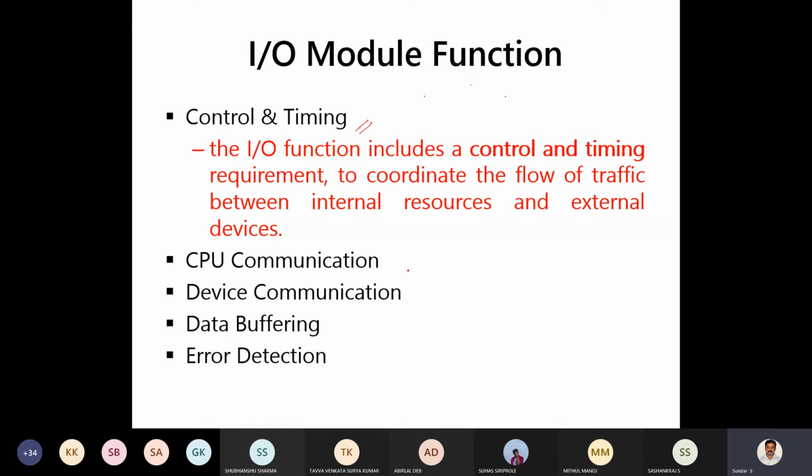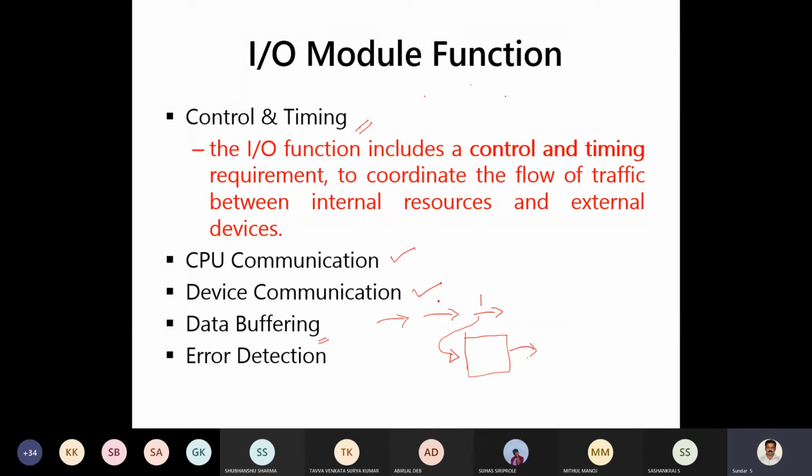Then the IO model can also communicate with the CPU, and it can communicate with the devices. And there is data buffering. Suppose the CPU keeps on sending data at its speed, then we need a buffer kind of arrangement, a storage kind of arrangement. So the data from the high speed CPU is first stored in the buffer, then it is delivered to the IO devices according to the device speed.